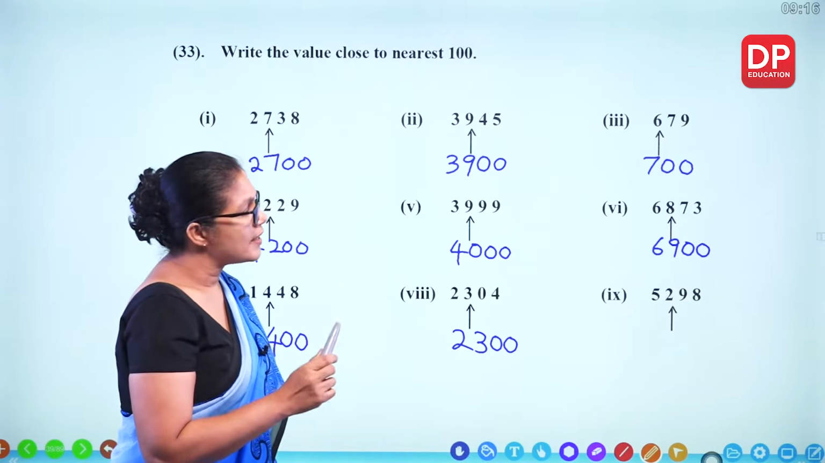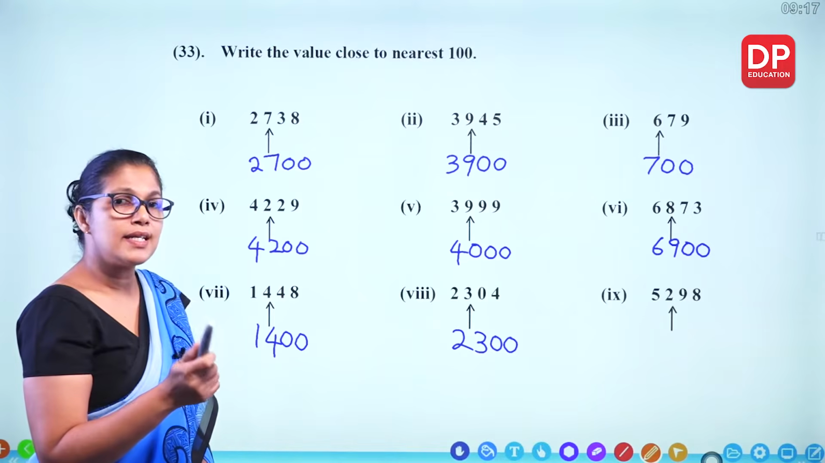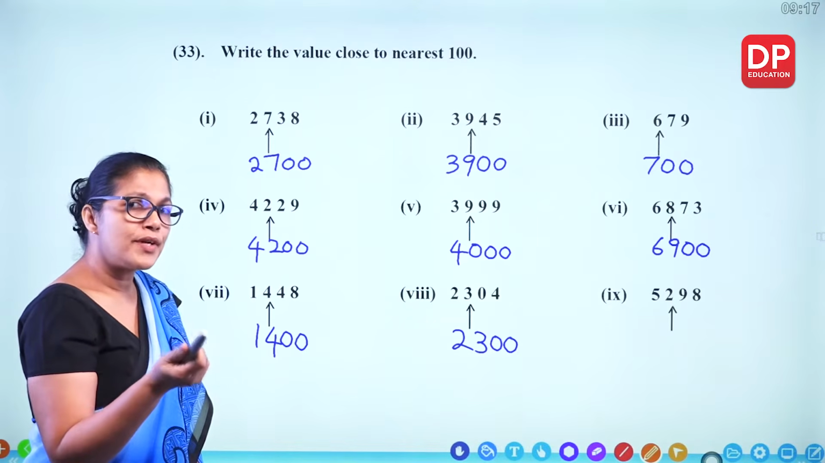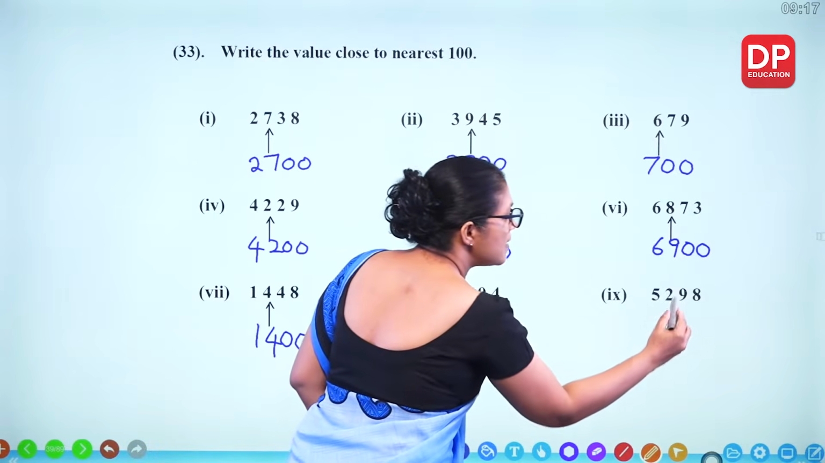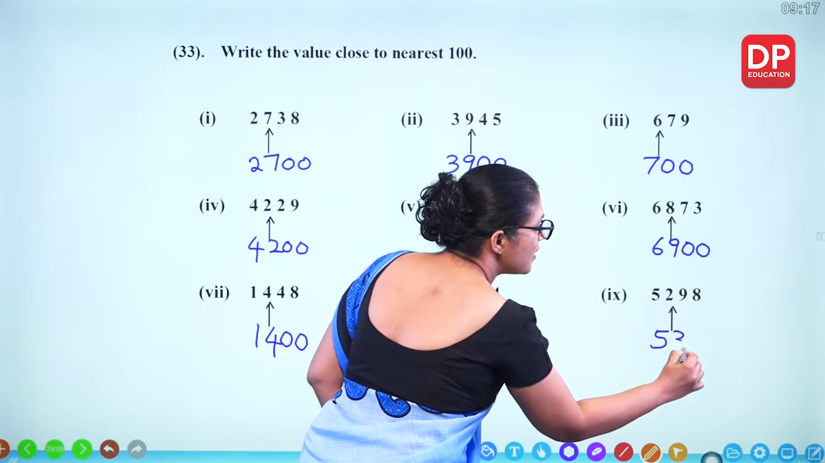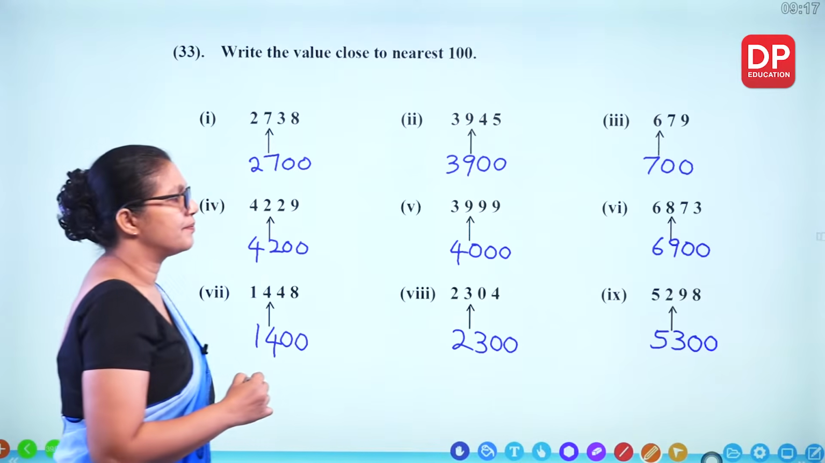Take this one, 5298. 298, is it 200 or 300? So this is more than 250. This is close to 300. So the number is 5300.